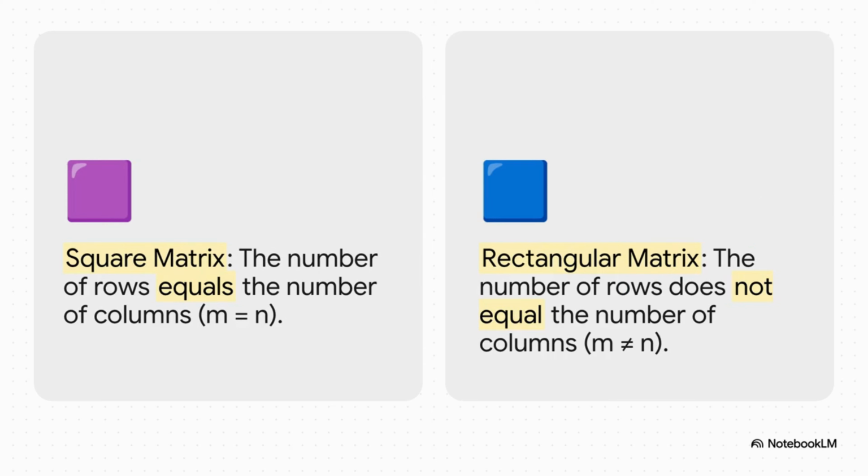Next up, we classify them by their overall shape. If a matrix has the same number of rows and columns, we call it a square matrix. If those numbers are different, it's a rectangular matrix. And trust me, this little difference is a huge deal. It's going to determine all the cool stuff we can do with them later.